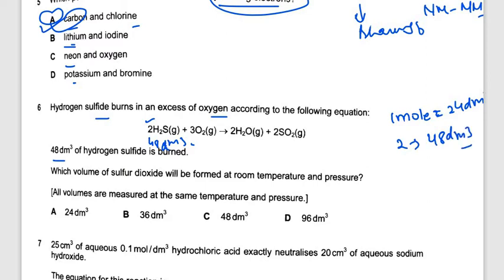So basically here your 2 mole of hydrogen sulfide has been burned. Now look at the balanced equation. What is the ratio between this and what has been asked? Volume of sulfur dioxide. So figure out the ratio between H2S and SO2. As you can see here, it's 2:2, which means basically the ratio is 1:1. So if you have 1 mole, you'll get 1 mole. If you have 2 mole, you'll get 2 mole. So now which option is correct? It will be your 48 decimeter cube, which is option number C.